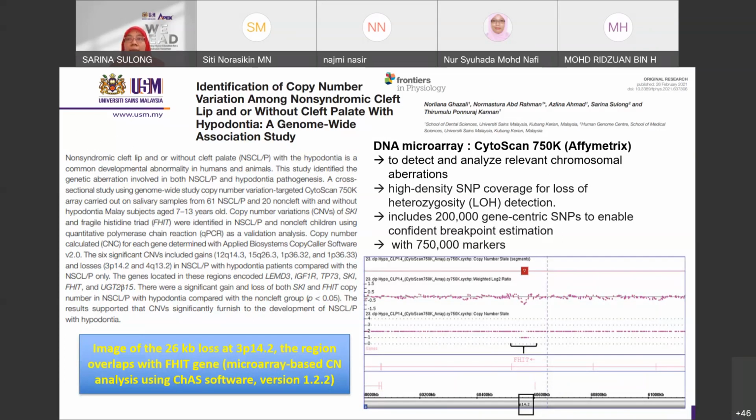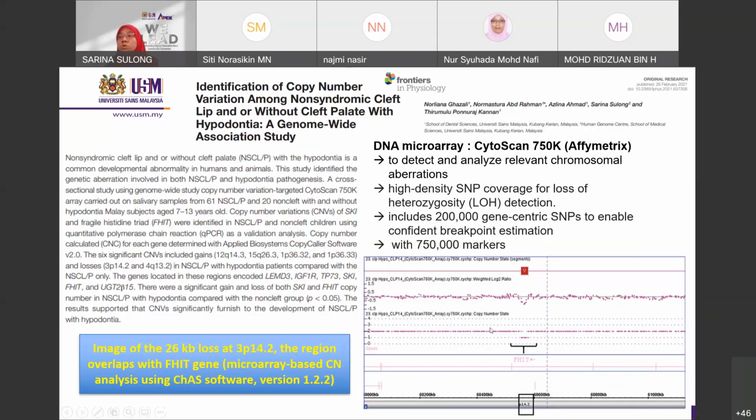This high density array contains about 750K markers for copy number and approximately 200,000 genotyping SNPs, which provide high resolution copy number, accurate breakpoint estimation, and loss of heterozygosity detection. And this figure shows the image of a 26 kilobase loss at chromosome 3p14.2, the region which overlaps with the FHIT gene. This is using specific software, the CHAS software from Affymetrix, from Thermo.